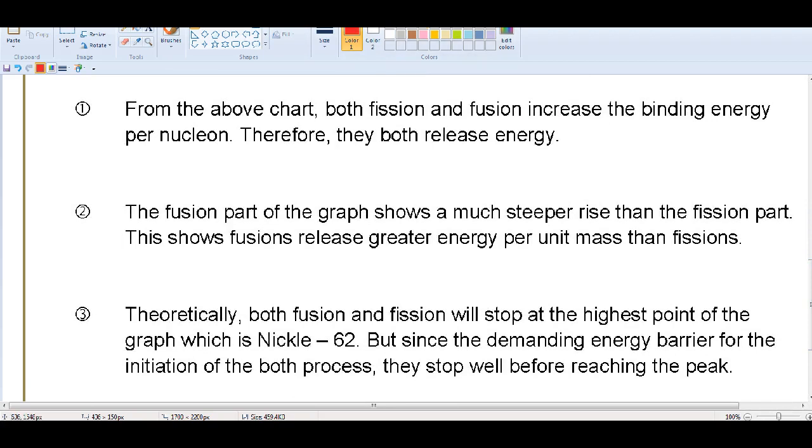So that's why we have this observation, and you need to conclude that the fusion part of the graph shows a much steeper rise than the fission part. Fusion releases greater energy per unit mass. That's why the sun is much more effective at releasing energy than our nuclear power plants, because our nuclear power plants use fission and the sun uses fusion. So it's much more efficient energy generation by using fusion rather than fission.